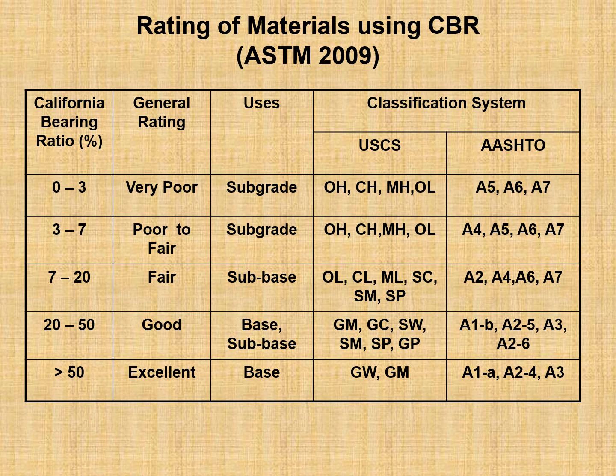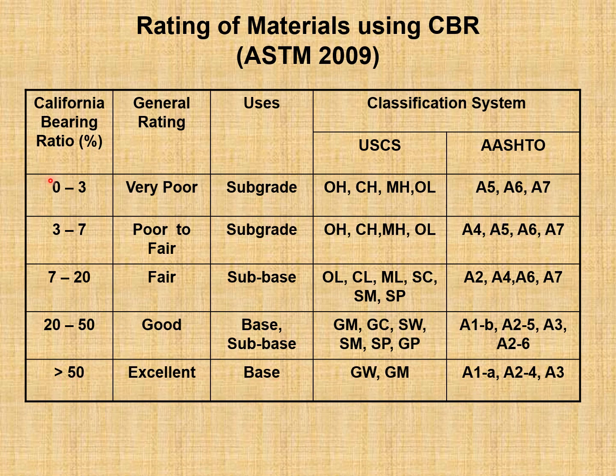And if you look at this slide, general rating of the material on the basis of California bearing ratio. Look at that. Very poor, poor to fair, fair, good, excellent. So when you have a CBR value of 0 to 3, very poor material, 3 to 7 poor to fair, 7 to 20 fair, 20 to 50 good, greater than 50 excellent. And the uses are also mentioned in this column. So this one can be used as subgrade, this one can be used as subgrade, this one can be used as subbase, and this one can be used as base and subbase both, and this one is obviously meant for base.